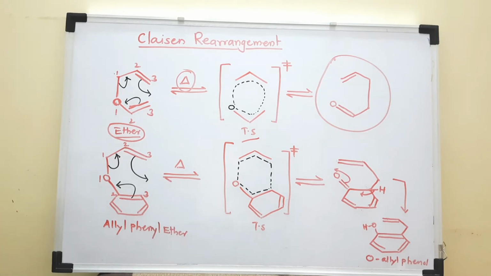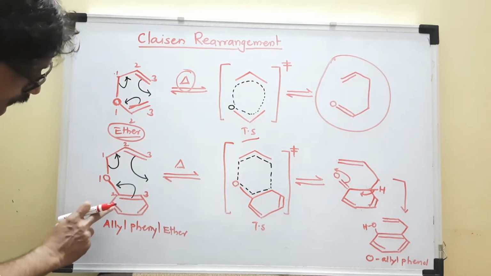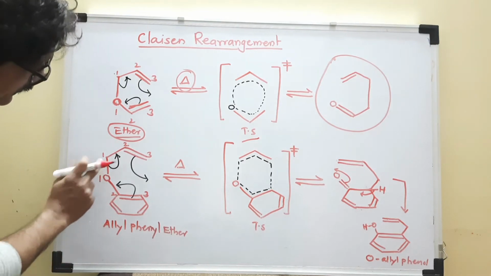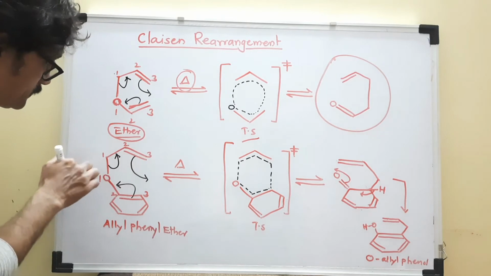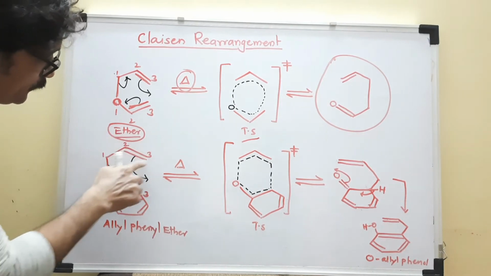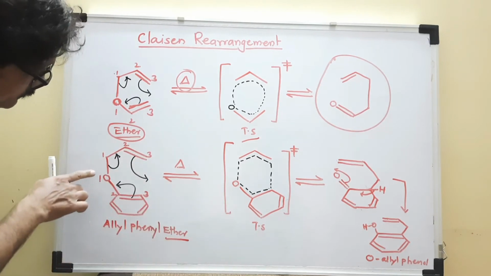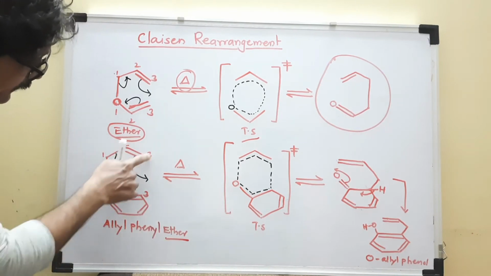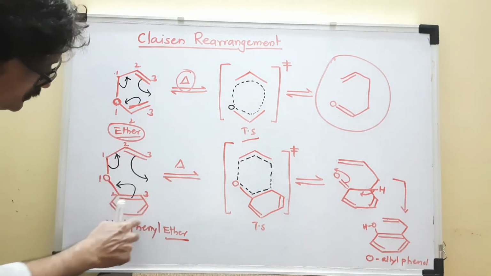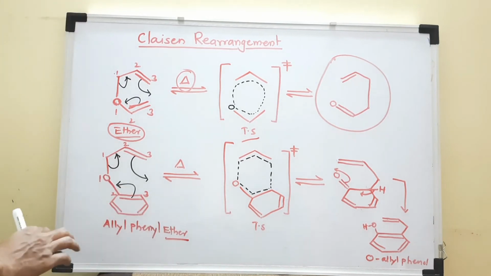So this is a Claisen rearrangement which is quite similar to the Cope rearrangement. Now I'm taking one more example. In this case, I'm taking a benzene ring where the oxygen is attached, and this portion from 1, 2, 3 is an allyl group. And this is again an ether, that's why the ether name is given. So which ether here? It is allyl. Allyl means 1, 2, 3, this portion, and the phenyl means benzene ring attached to the oxygen. So this is allyl phenyl ether.